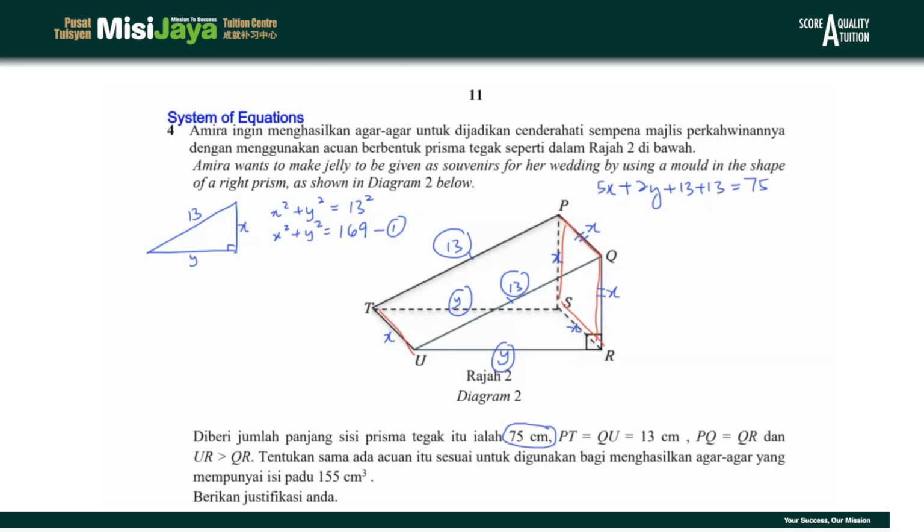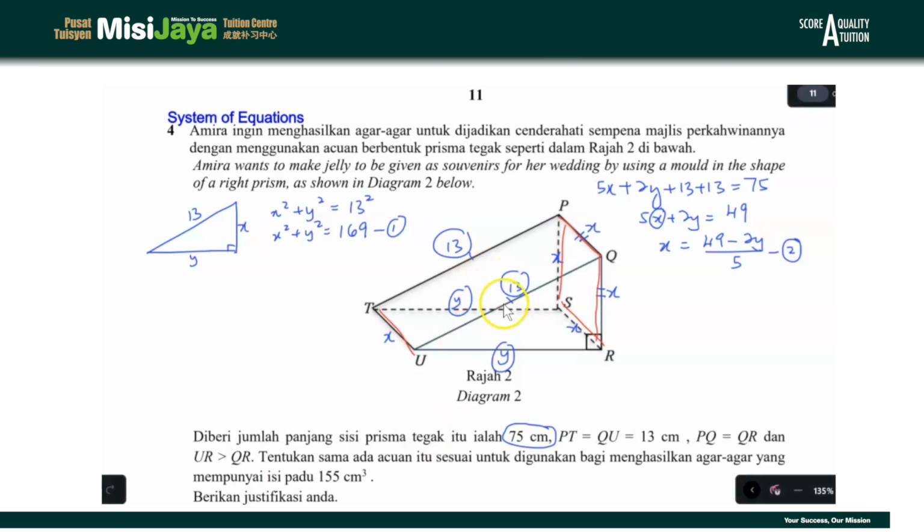Let's simplify this one. 5x plus 2y equals 75 minus 13 minus 13, so we get 49. I make x the subject. So x equals 49 minus 2y, over 5. I take this as equation 2. Now, I'm going to substitute equation 2 into equation 1, and then I'll get my answer.